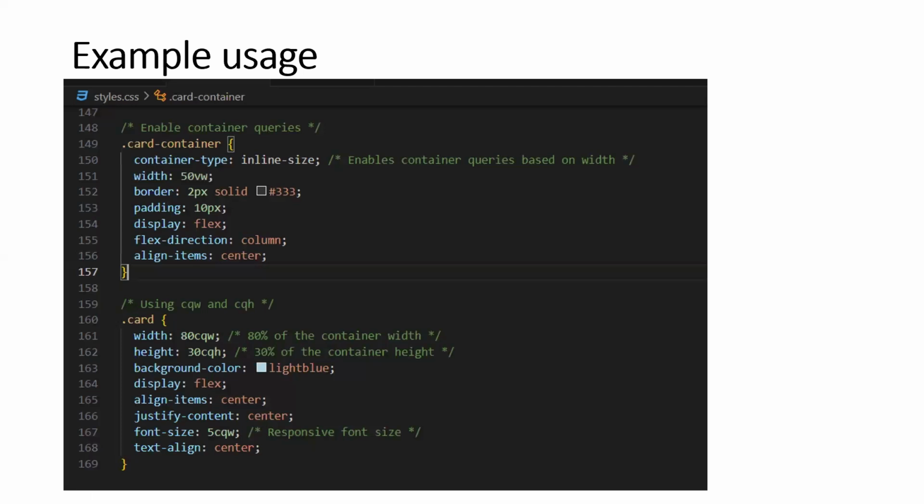So this is an example usage where you define, look at this now, we have a card container and we have the card itself. Like I told you already, you must specify the container type.